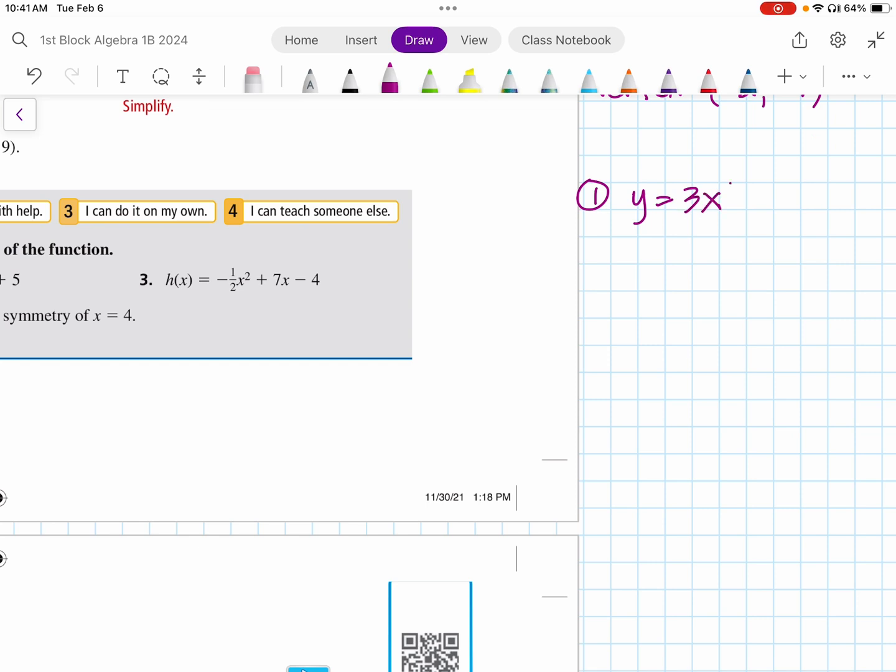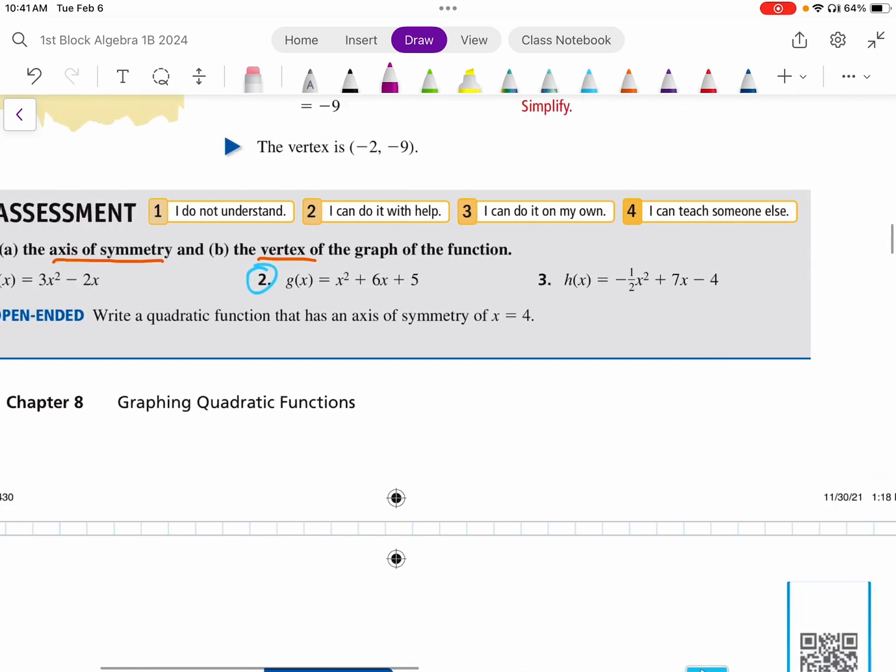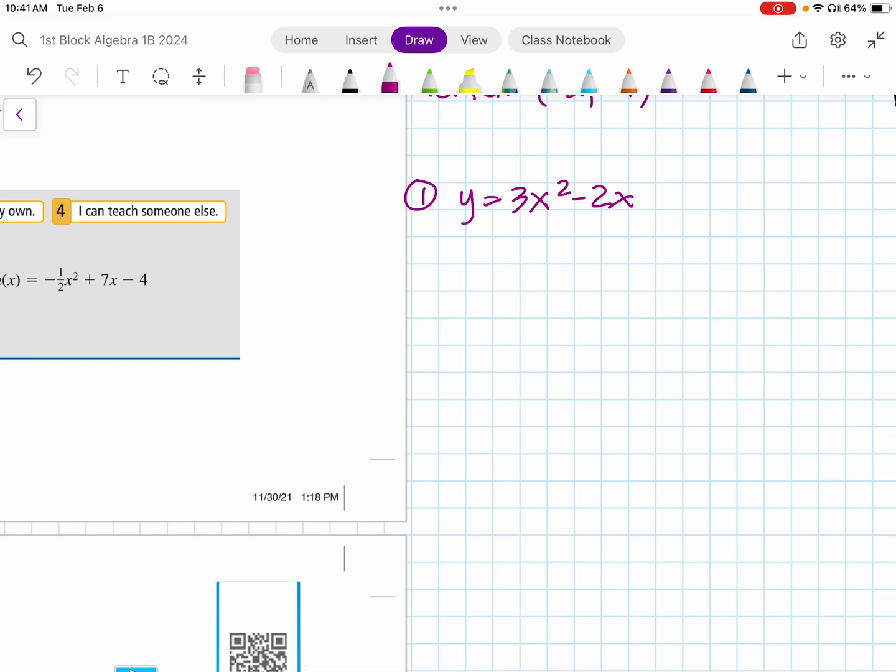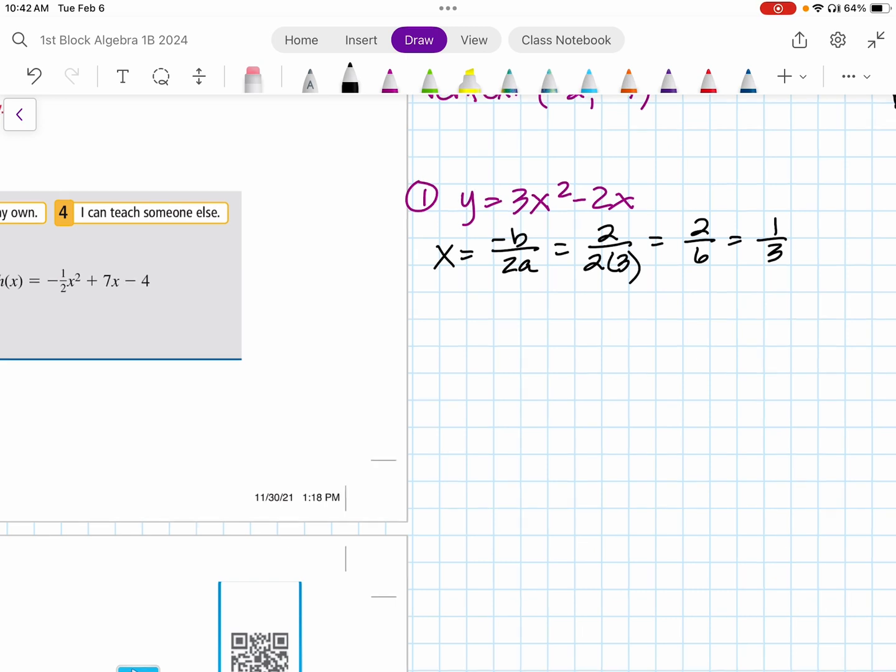We're going to use y equals 3x squared minus 2x. In order to find the axis of symmetry, we are going to do x equals negative b over 2a. So a is 3, b is negative 2. We don't have a c, so that would be 0. So the negative of negative 2 is positive 2 over 2 times a, which is 3. That's 2 over 6, which is 1/3. So the axis of symmetry, x equals 1/3.